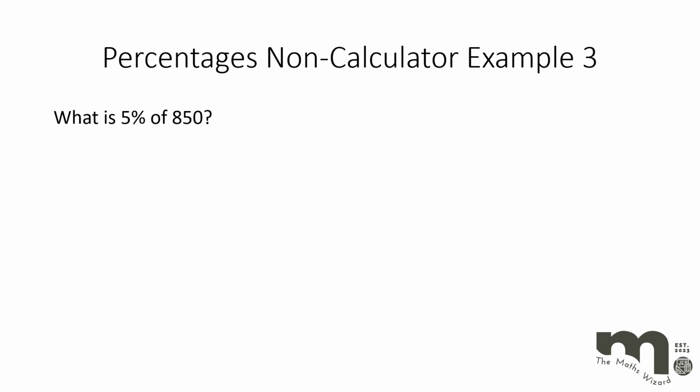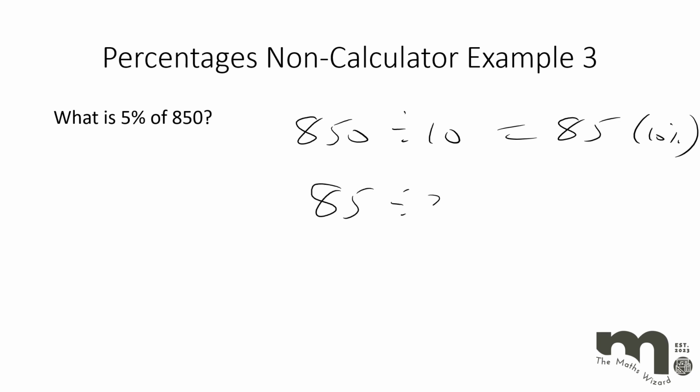Okay, let's have a look at this next one then. This time we've got 5%. Well, if we do 850 divided by 10, that will give us 10%, which is 85. And then if you half that, you will get 42.5, which is your 5% for that one there.